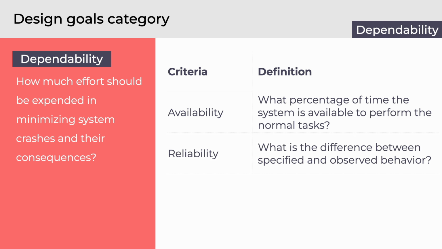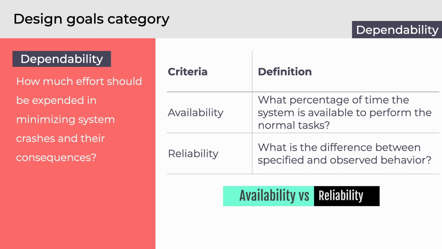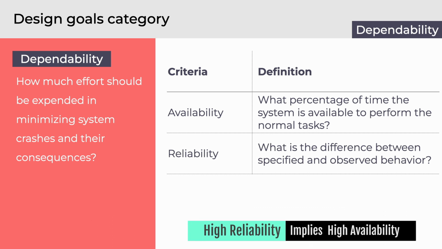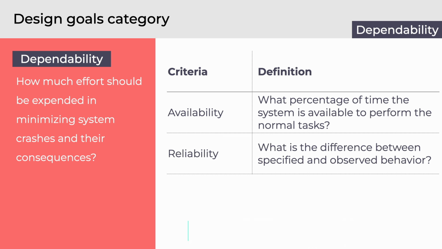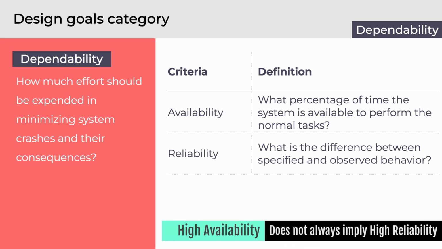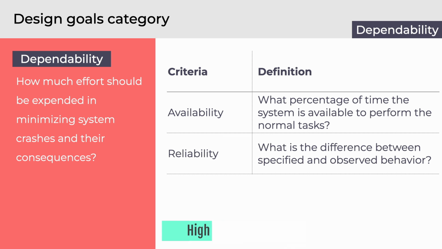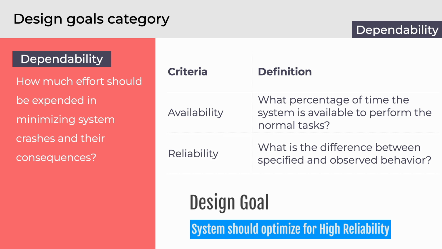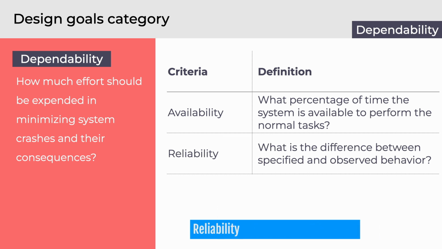We now know a lot more about availability and reliability. Let's see how these two design goals relate to each other. If a system is reliable, it is available. But if it is available, it is not necessarily reliable. In other words, high reliability contributes to high availability, but it is possible to achieve high availability even with an unreliable system. As a design goal, we want to maximize the reliability of a system, that is, to make a system highly reliable.